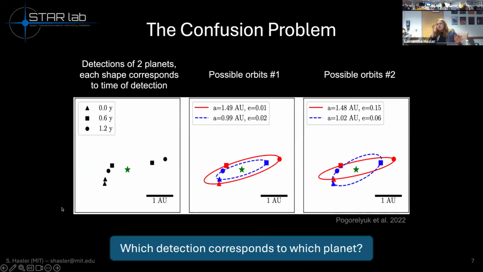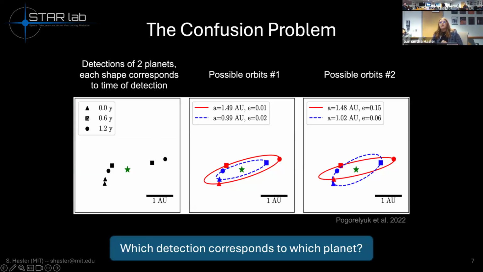So to introduce the confusion problem, some previous work, which was done by my colleagues out of Carrie's lab at MIT, has predicted that we might encounter a confusion problem when multiple planets are detected per system. This is over several observation epochs, so we're not sure which detection corresponds to which planet. And this figure here I'm using to illustrate that problem.